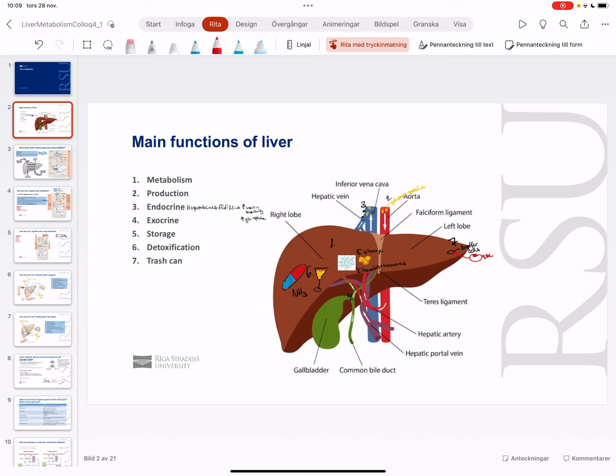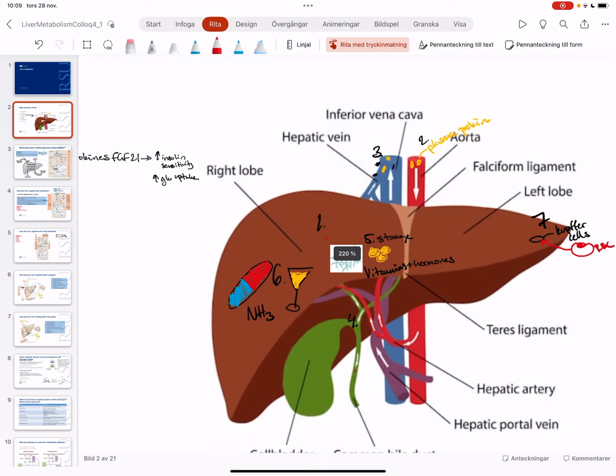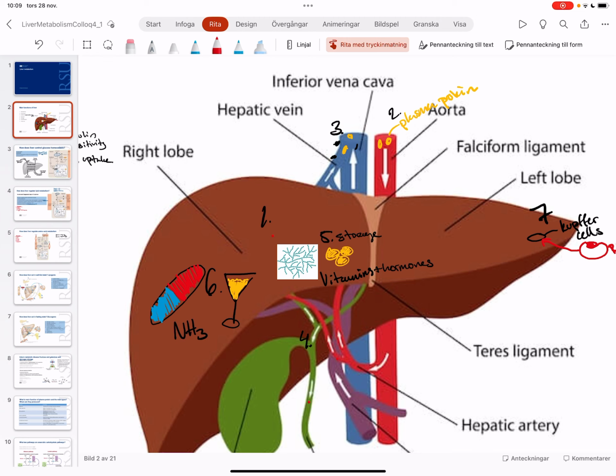The liver also has an exocrine function, in which it produces bile and then secretes it into the gallbladder. It also has a storage function, in which it will store proteins, fatty acids, and also glucose in glycogen form. It will also store vitamins A, D, E, and K, and vitamin B12, and hormones as well.